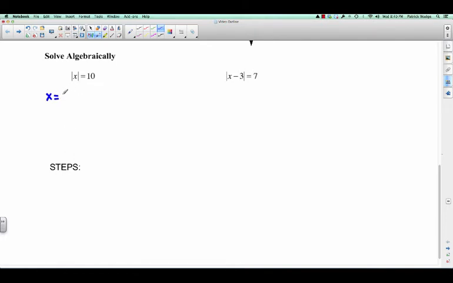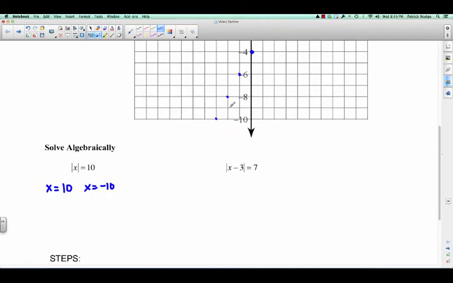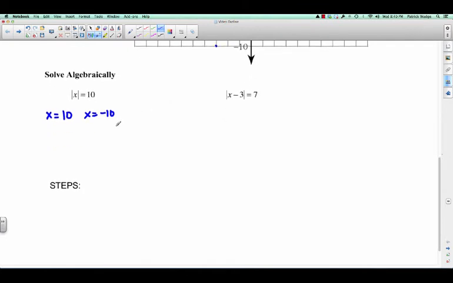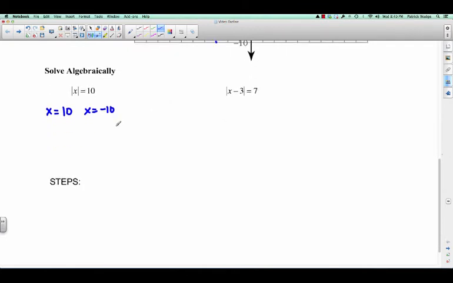Well, hopefully you get that it could be 10. But what other number could it be? X could also be negative 10, because then when you take the absolute value of it, it would actually become positive 10. So there's two answers here, and as you saw up here, there's often two answers, not always. Okay, great.